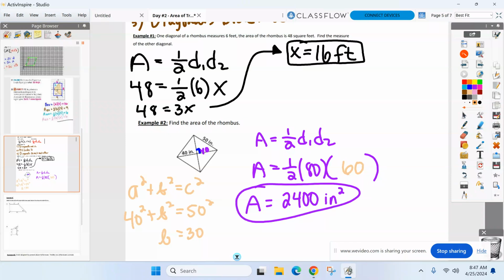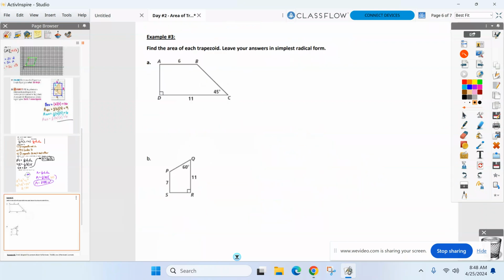All right, anything up on rhombus? Because we're done with rhombus. That's it for today for rhombus. Just remember those three properties. That'll help you there. All right, trapezoid. A couple trapezoid examples.